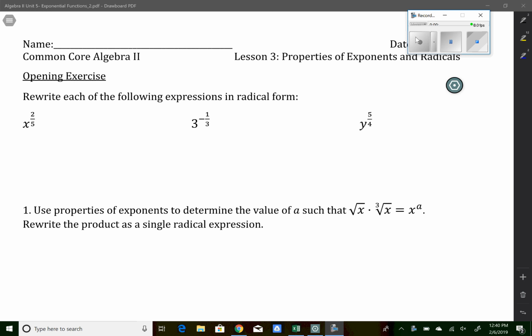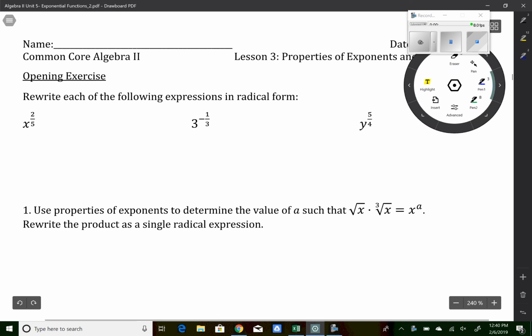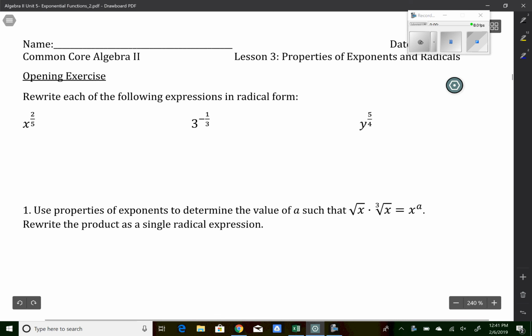So the first thing I asked you to do for the opening exercise was review the skill that we learned in lesson 2, which was rewriting rational exponents as radicals. For the first one, I'm remembering the rule here is exponent over root. So we have an exponent of 2 and a root of 5. So the root is 5, making this a fifth root of x to the second power.